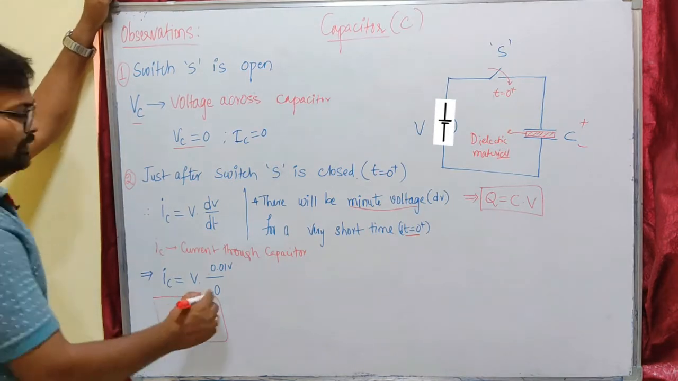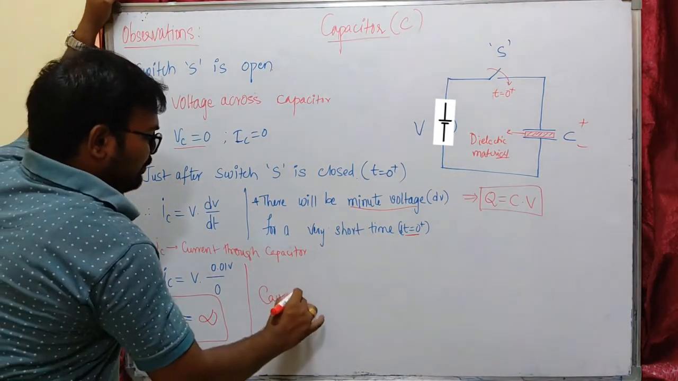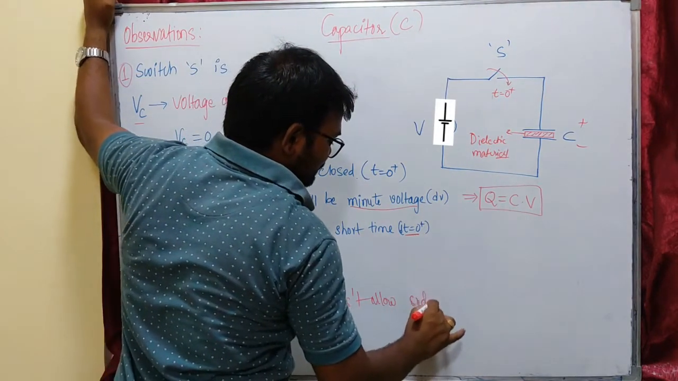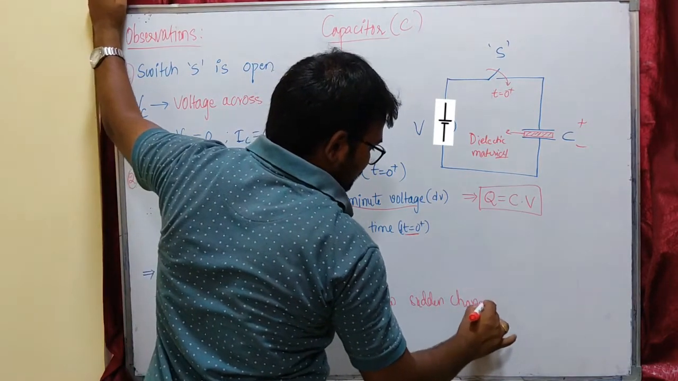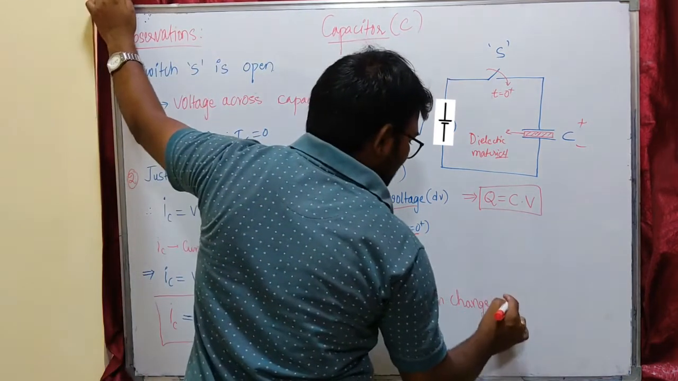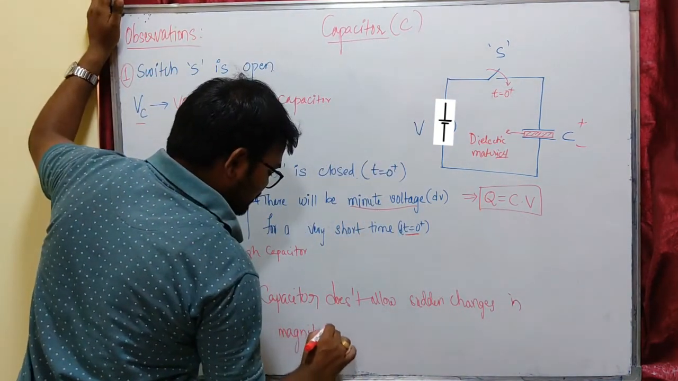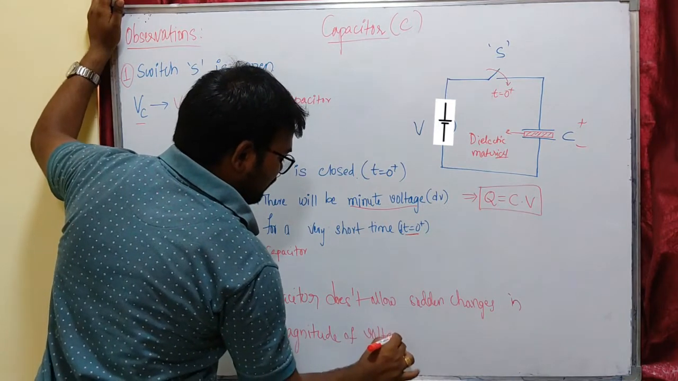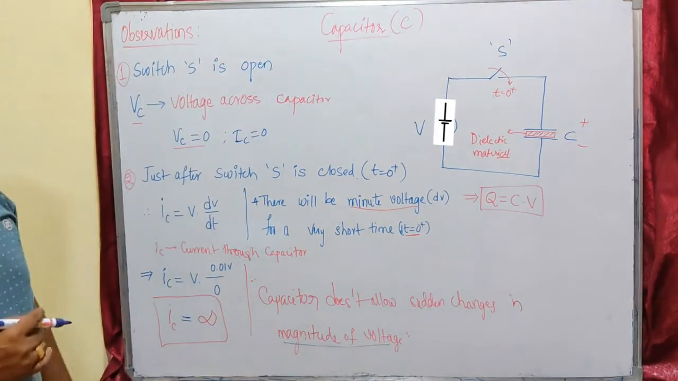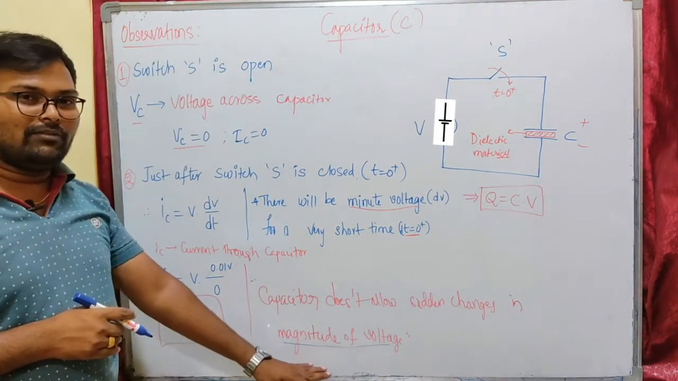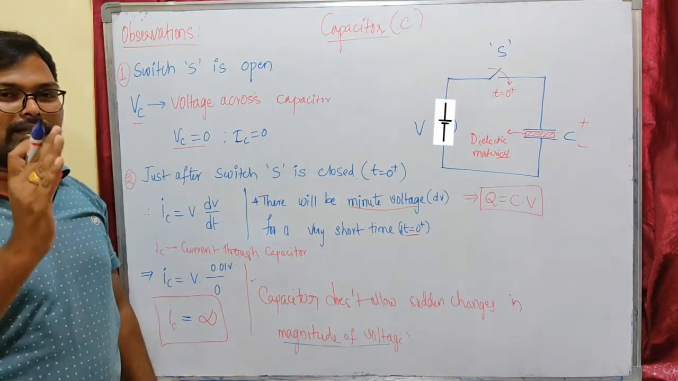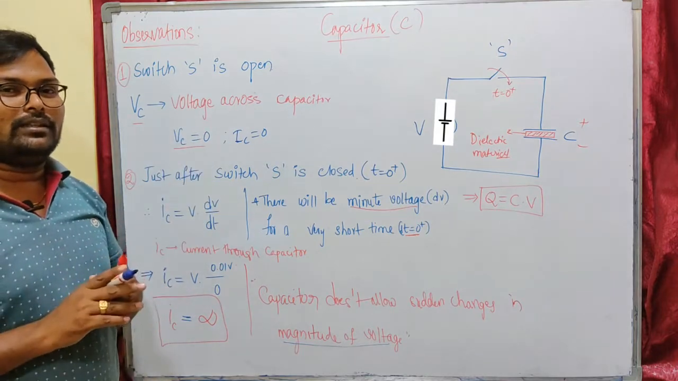So that's why our capacitor doesn't allow sudden changes in magnitude of voltage. Our inductor doesn't allow sudden changes in magnitude of current, while our capacitor doesn't allow sudden changes in magnitude of voltage. So the inductor doesn't allow sudden changes in current and the capacitor doesn't allow sudden changes in voltage. This is the difference.